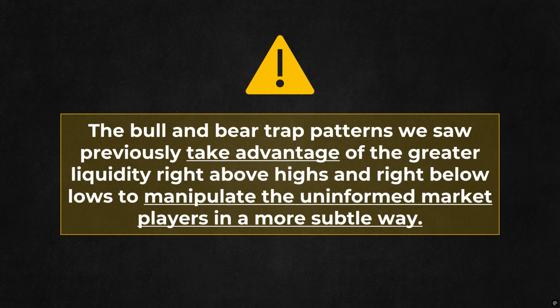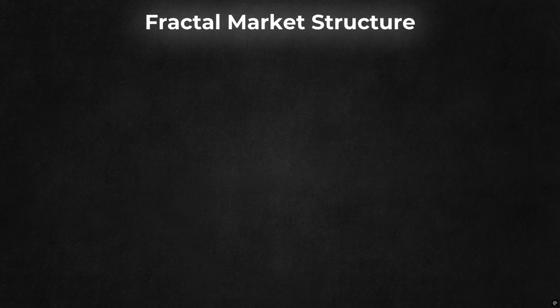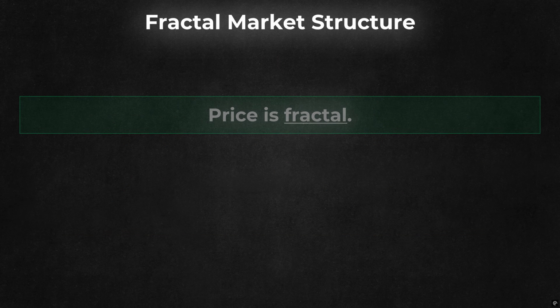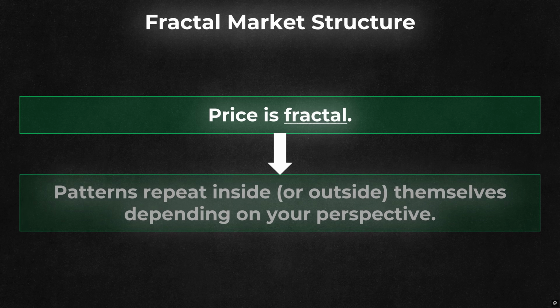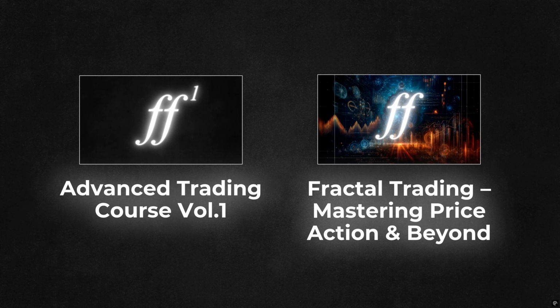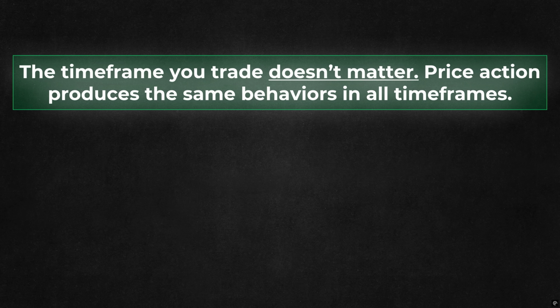Now it's time to get a little more advanced by talking about fractal market structure. Price is fractal, which means that patterns repeat inside or outside themselves depending on your perspective. This has many serious implications for the way a trader looks at price action. If you are interested in learning the mathematics and implications of fractal geometry in the financial markets more deeply, I have a couple of courses on it. The most basic of these implications is that the time frame you trade doesn't matter. Price action produces the same behaviors on the 1 second time frame or in the monthly time frame.